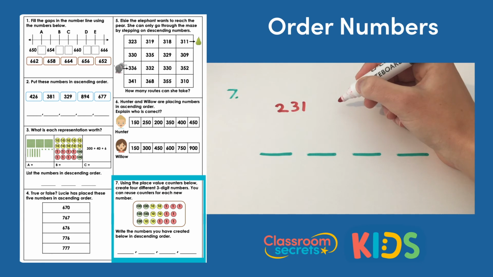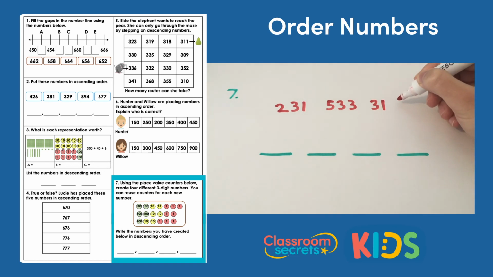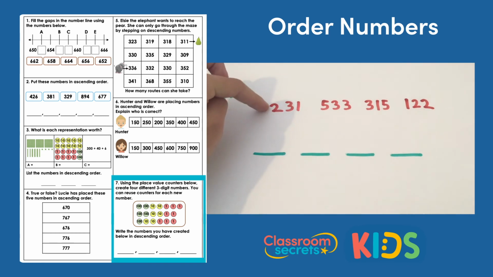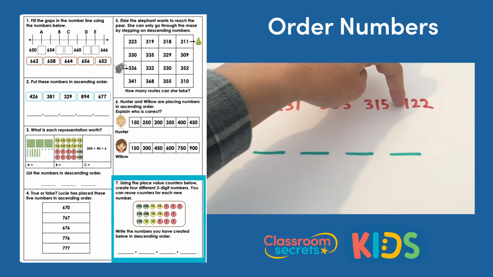I can also use 5 of the hundreds, 3 of the tens, and 3 of the ones. I could use 3 of the hundreds, 1 single 10, and 5 of the ones. And for my final number, I could use 100, 2 of the tens, and 2 of the ones. So I've got 4 3-digit numbers there: 231, 533, 315, and 122.